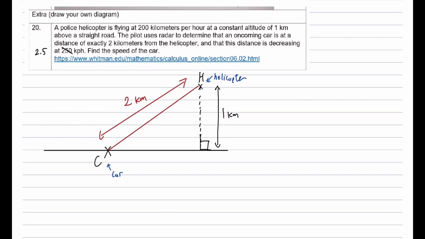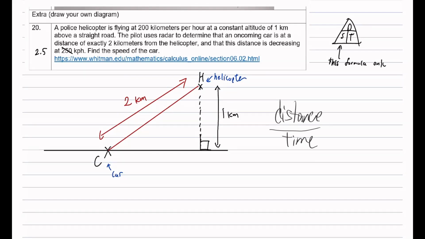How? What should you do? Speed is what? Speed of the car, distance over time. Yes. But did they mention that the speed of the car is a constant? No, because they said that distance is decreasing. Right, distance decreasing.